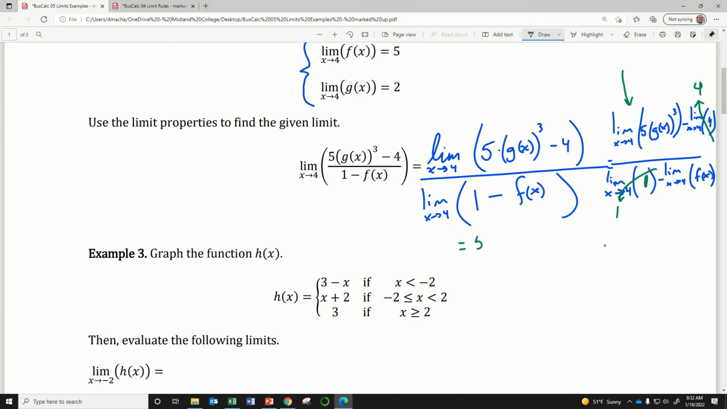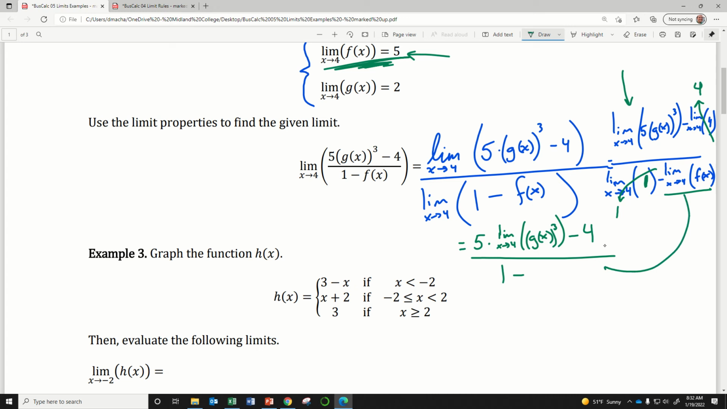I'll rewrite that as 5 times the limit as x approaches 4 of g of x cubed. And then I'm going to subtract 4 from the numerator again, and then I have 1 minus the limit as x approaches 4 of f of x. But actually, I was told up here that the limit of f of x as x approaches 4 is the number 5. So that was one of my givens in this problem. And so I can replace this with the number 5. So I have 1 minus 5 in my denominator now.